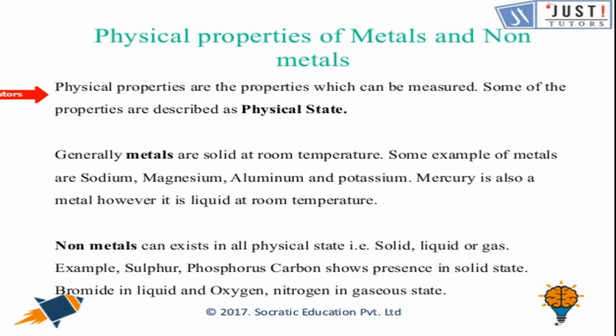Some of the properties are described as physical state. Generally, metals are solid at room temperature. Some example of metals are sodium, magnesium, aluminium, and potassium. Mercury is also a metal, however, it is liquid at room temperature. Let's talk about non-metal here. Non-metals exist in all physical state, that is solid, liquid, or gas. Example, sulfur, phosphorus, carbon shows presence in solid state, bromide in liquid, and oxygen, nitrogen in gas state.